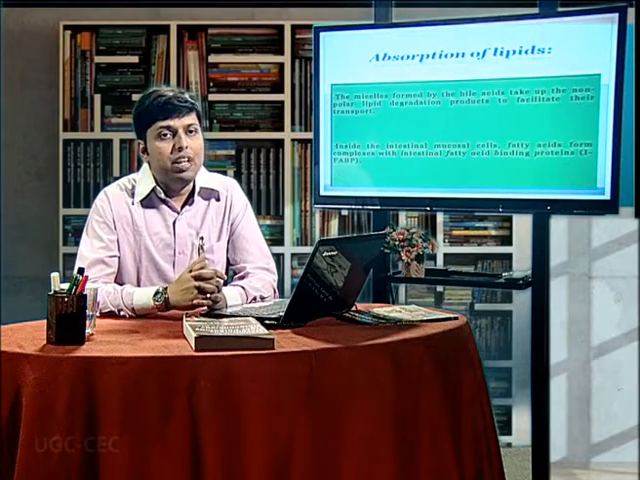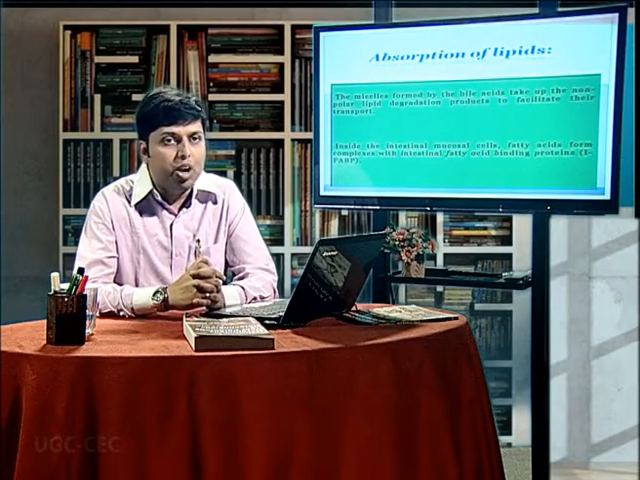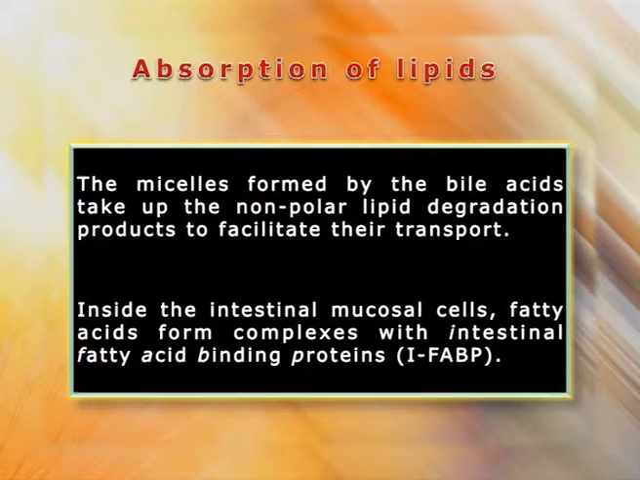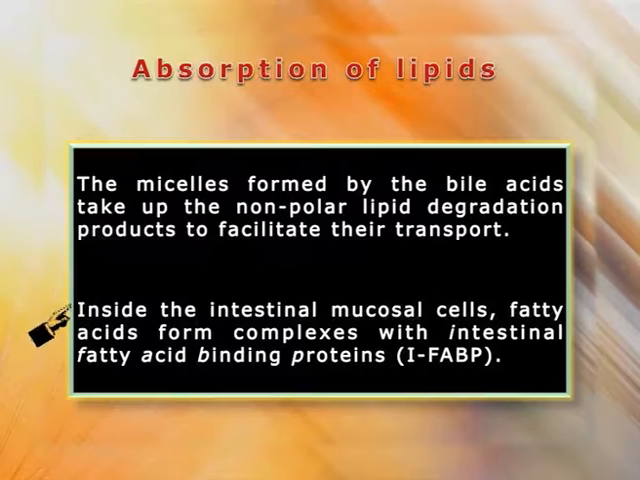After the digestion of lipids is completed, the digested products have to be absorbed for better metabolic benefits. The lipid digested products are taken up by the micelles in order to facilitate their transport. Also, inside the intestinal lumen, the fatty acids are complexed with a cytoplasmic protein called the intestinal fatty acid binding protein that helps them to be more water soluble and also protects the tissues from their detergent-like activities.